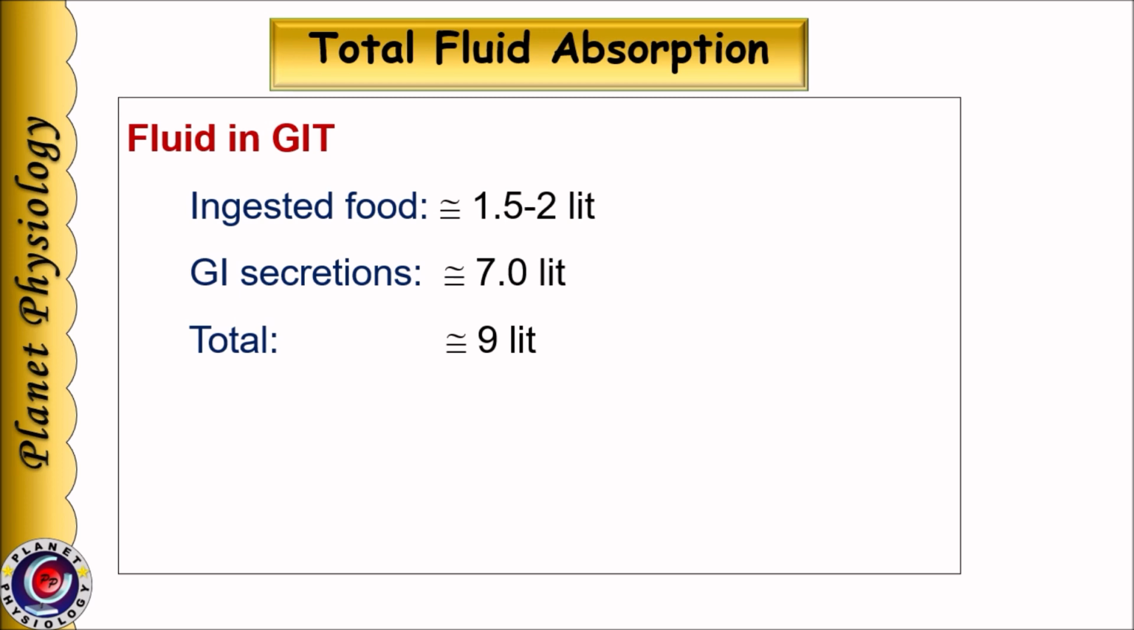We will start with fluid absorption. Usually about 1.5 to 2 liters of fluid is ingested in the form of food. Various gastrointestinal secretions like salivary secretion, gastric secretion, pancreatic secretion, etc. add 7 liters of fluid to it. Hence, the total quantity of fluid present in the gastrointestinal tract in a day is about 9 liters.